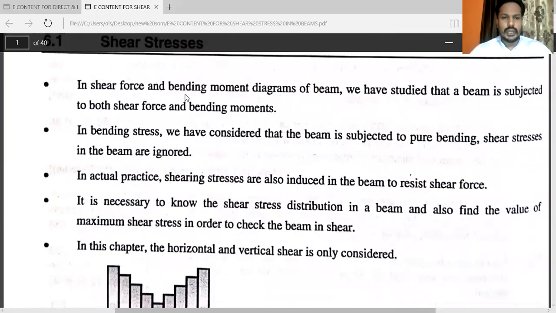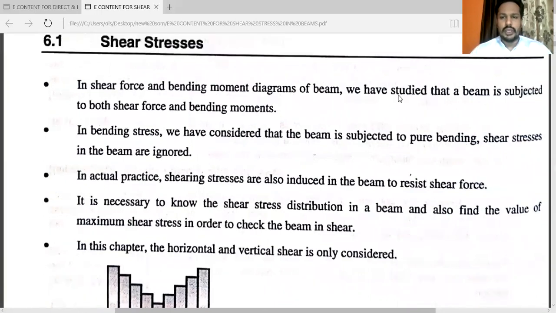In the shear force and bending moment diagrams of a beam, we have studied that the beam is subjected to both shear force and bending moments. In bending stress, we have considered that the beam is subjected to pure bending. Shear stresses in the beam are ignored. But in actual practice, shear stresses are also induced in the beam to resist shear force. It is necessary to know the shear stress distribution in the beam and also find the value of maximum shear stress in order to check the beam in shear.